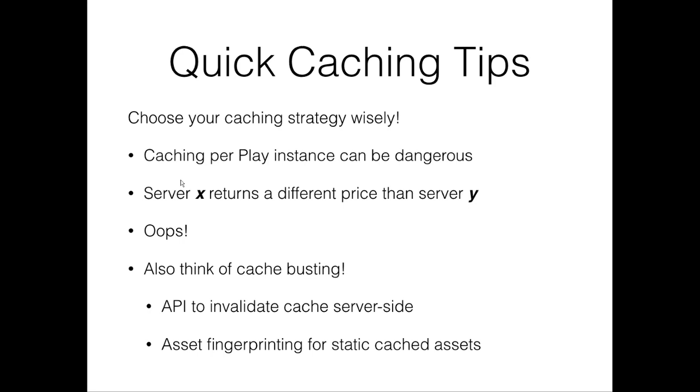Even if you have a distributed cache, you just have to think about, okay, if I'm caching data and it changes, what's the worst case scenario? So just putting it out there to think about. And asset fingerprinting for static cached assets. Again, this is less of a thing now with Play 2.3. For us, we kind of had to roll our own, but it's wonderful to see it in Play 2.3.